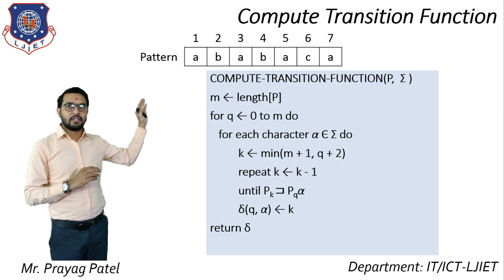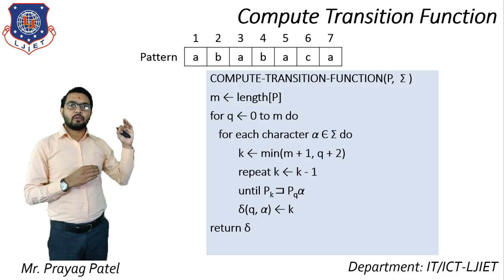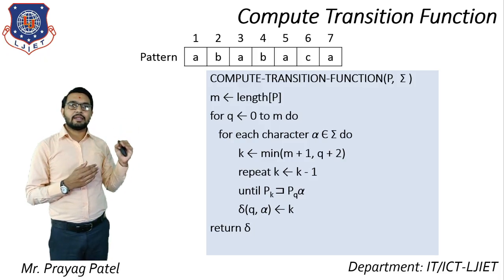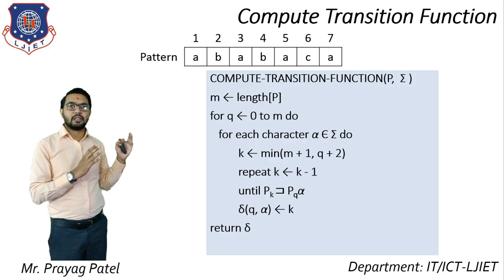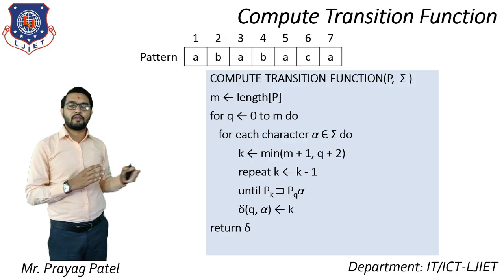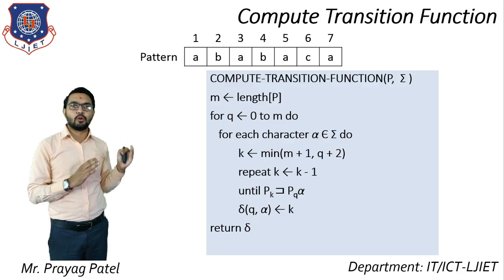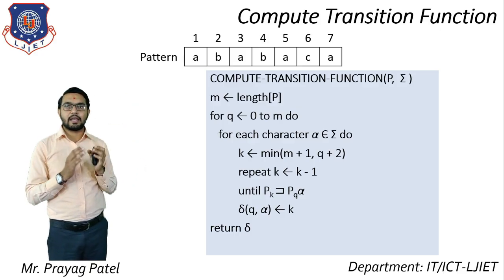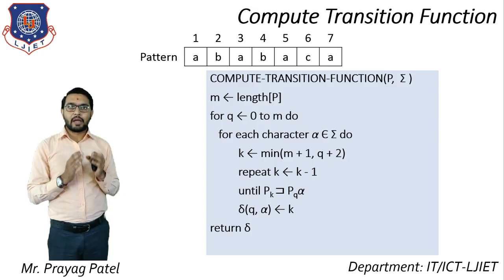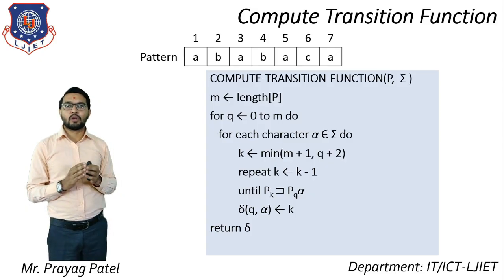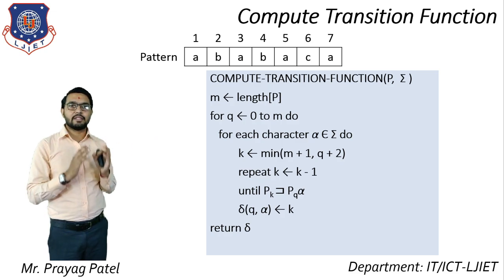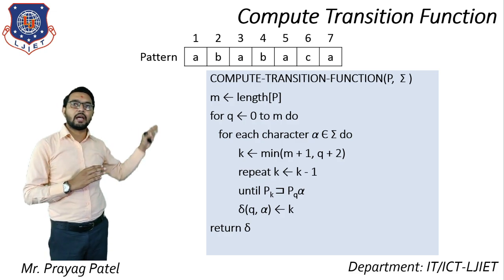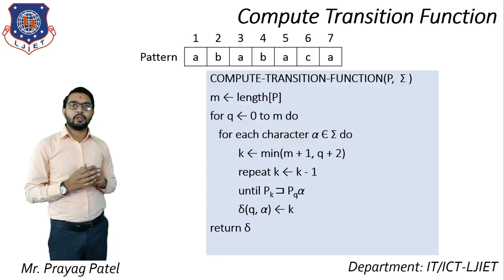So for example, consider one pattern. Pattern equal to ABABACA, meaning a total of 7 elements. For these 7 elements, consider the number of nodes as 0 to 7, and for the nodes 0 to 7, find the output. Here consider the output symbols as A, B and C. So find the output of each and every node as A, B and C using this algorithm. For designing the finite automata, we can use this algorithm.